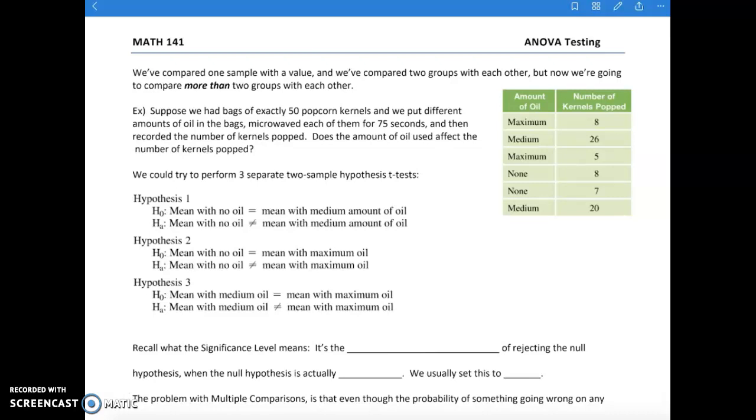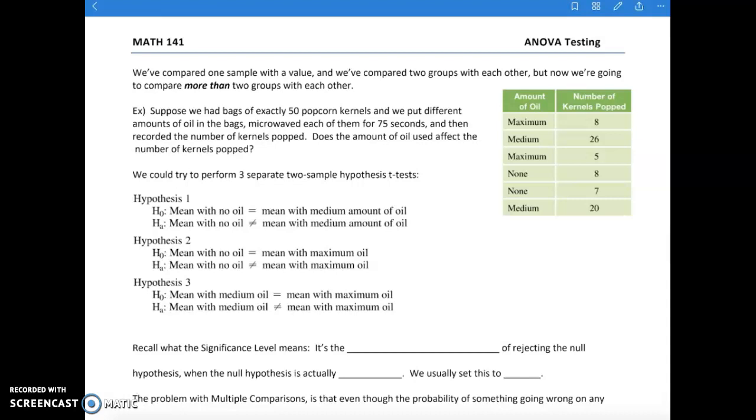For our first example, it says, suppose we had bags of exactly 50 popcorn kernels and we put different amounts of oil in the bags, microwaved each one of them for 75 seconds, and then recorded the number of kernels popped. The question is, does the amount of oil used affect the number of kernels popped? If you look over in the chart here, they've got maximum, medium, and none as the different levels of how much oil you're putting in the bag.